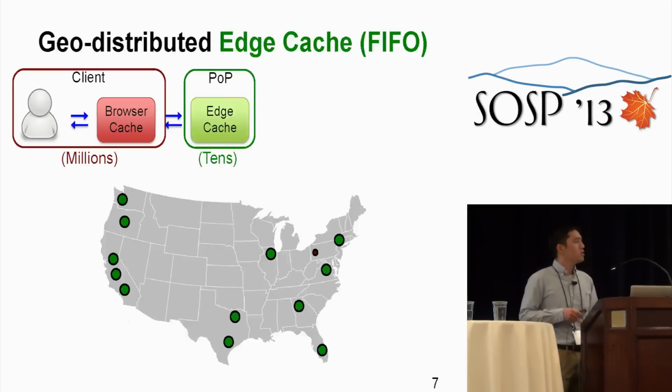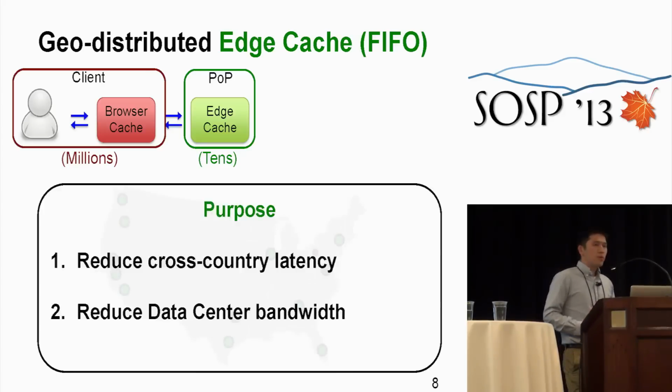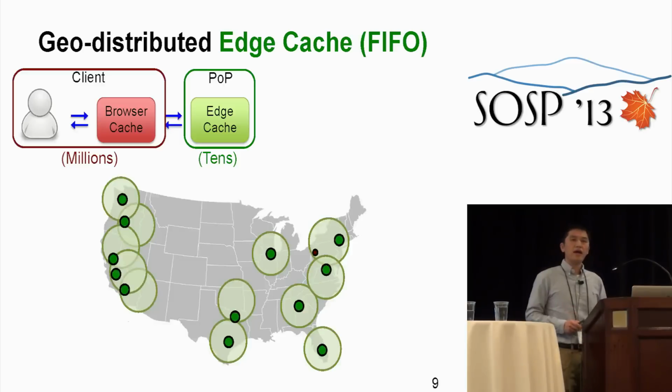The first layer you reach inside the Facebook stack is called the Edge Cache. Currently, it's deployed at tens of locations called Internet Points of Presence, or POPs, across the US. The purpose of this layer is to reduce cross-country traffic and also data center bandwidth consumption, so you can save bandwidth for interactive communications rather than static content. For this purpose, every edge cache works independently to cover clients from a nearby region, and currently they run a FIFO eviction algorithm.